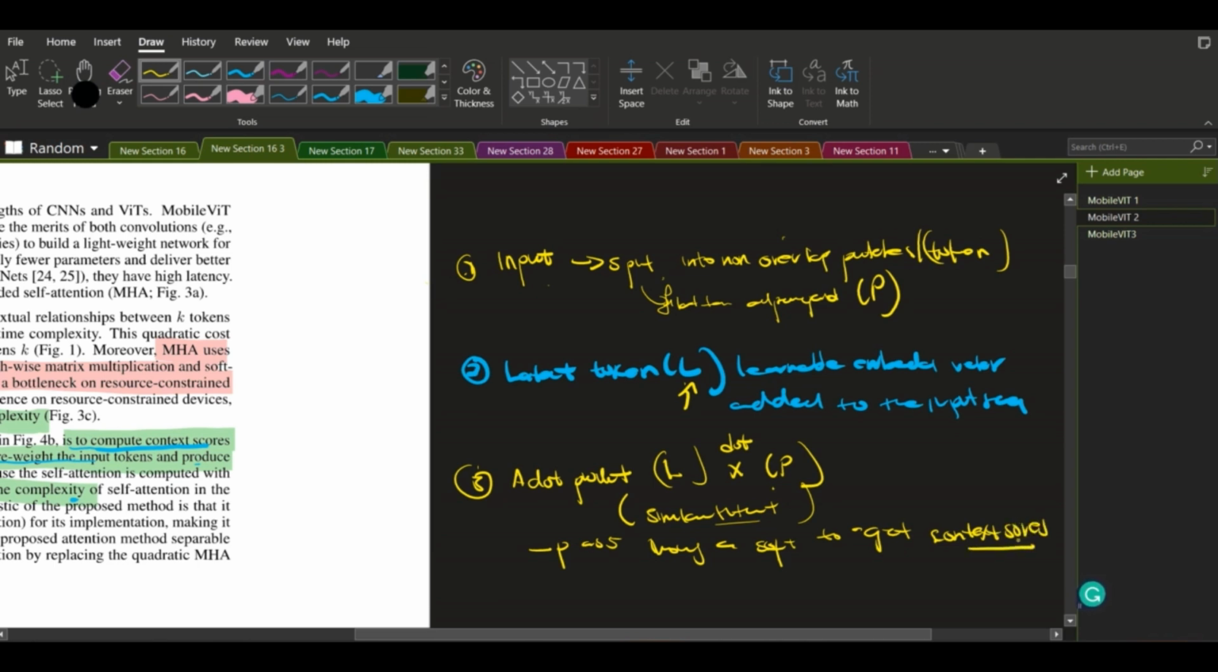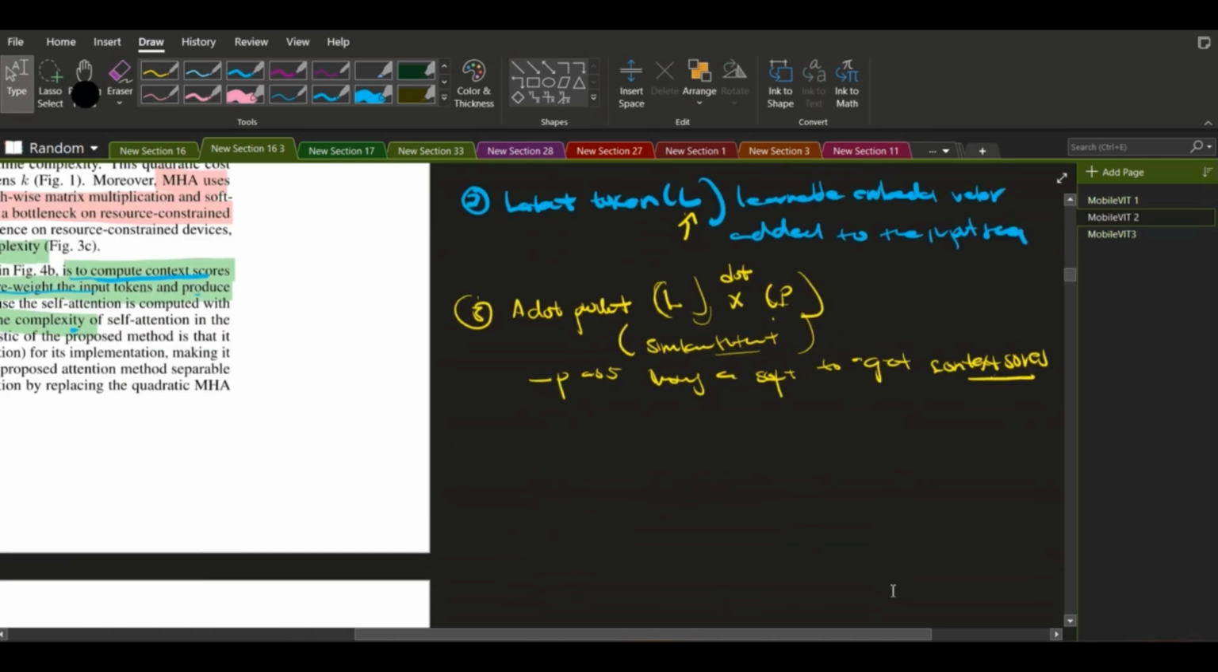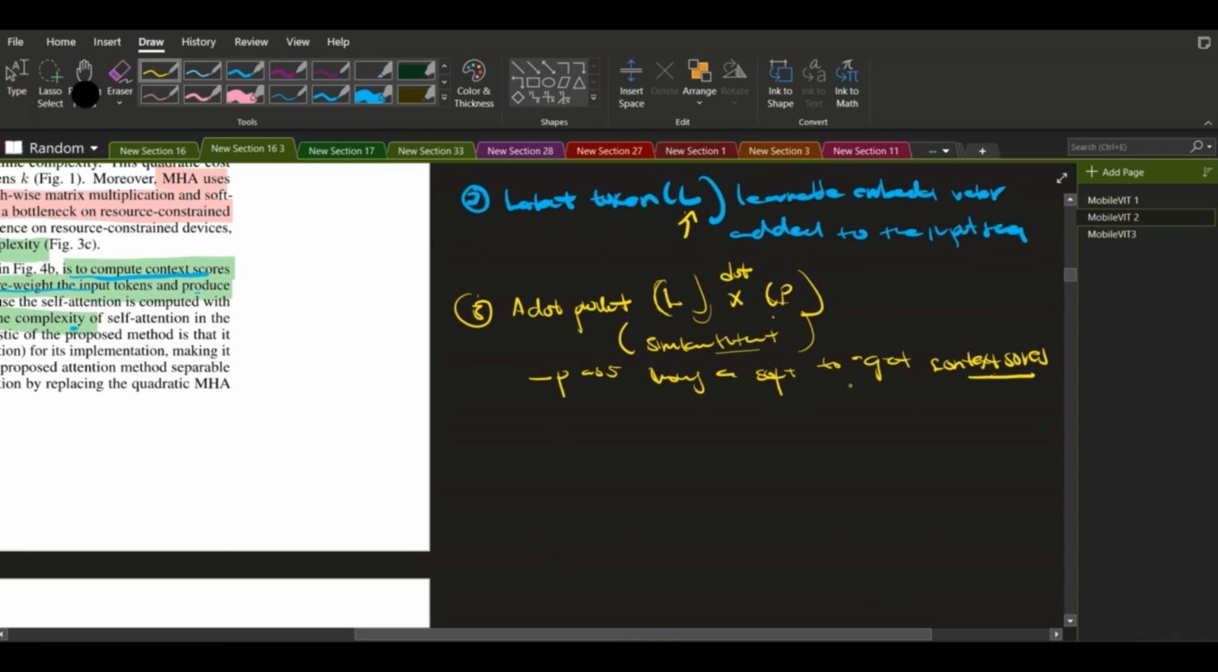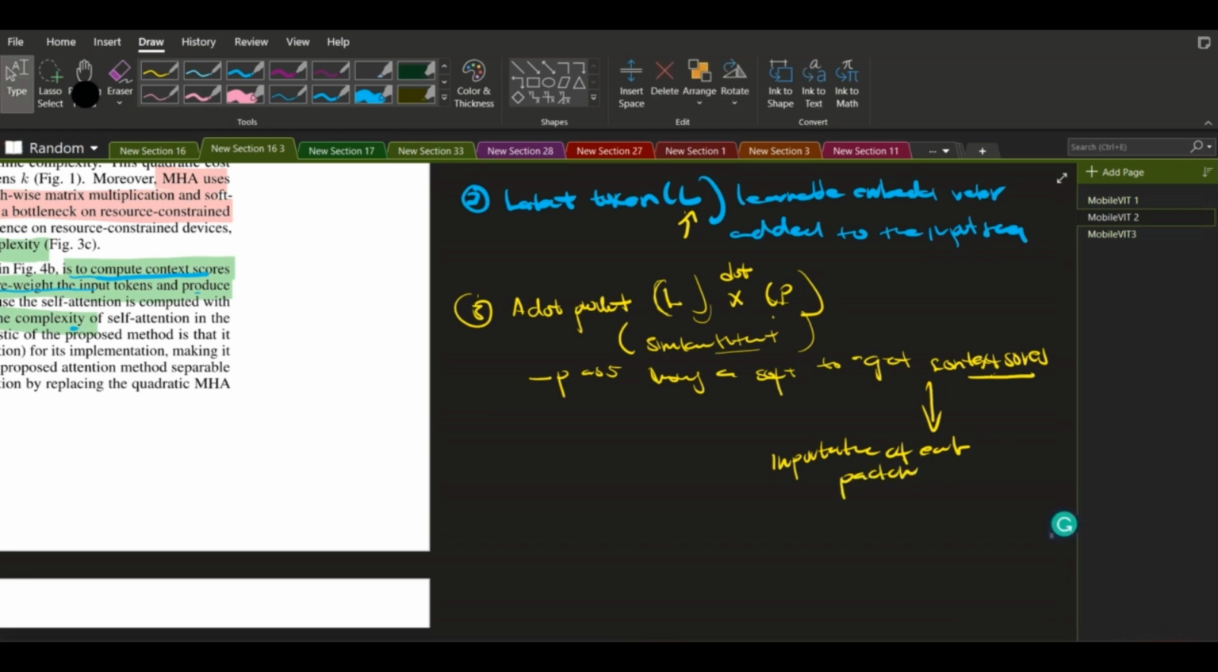Now we have those context scores, and you understand how we get them. We have this latent token, we have these patches, we multiply them with the latent token, and we get the scores. But we still need a softmax, so we push them through a softmax to get the probabilities. This is going to tell us the importance of each patch. So now we have the context score, but the problem is how do we then get the context vectors? That's the next step.